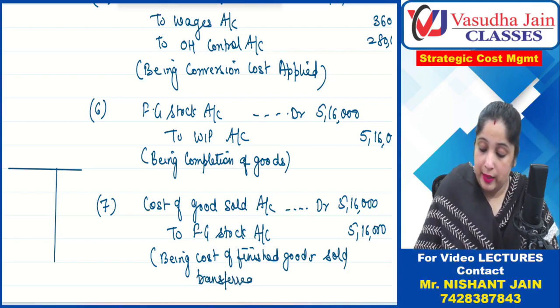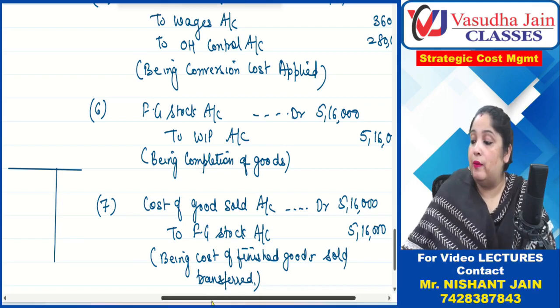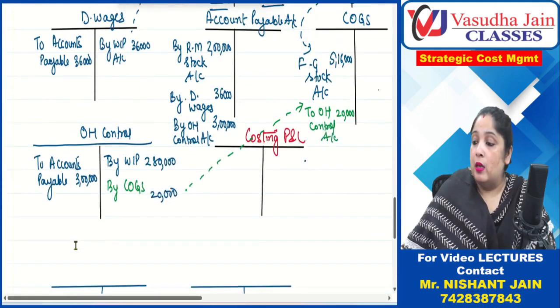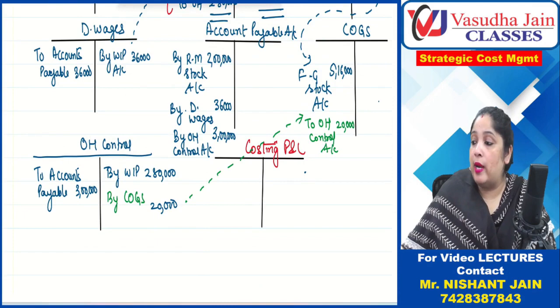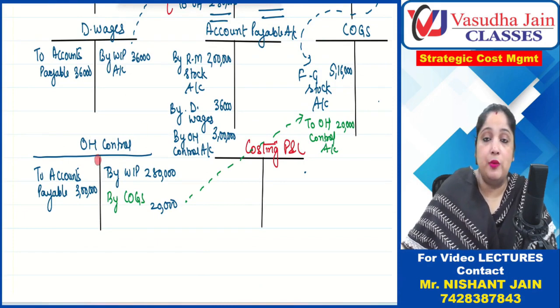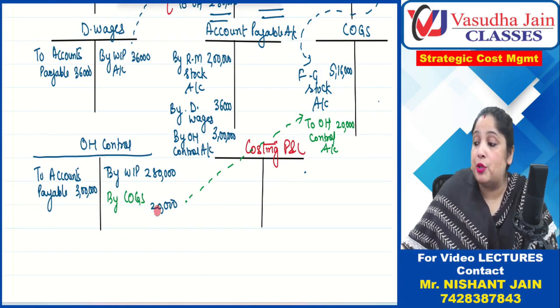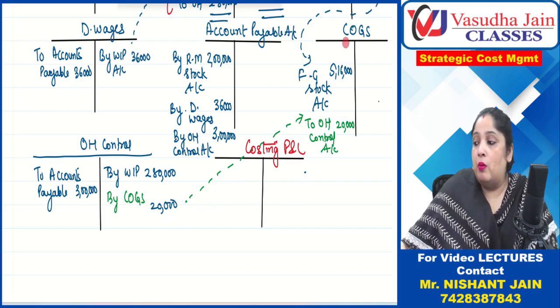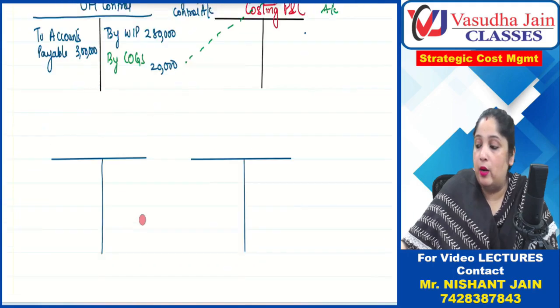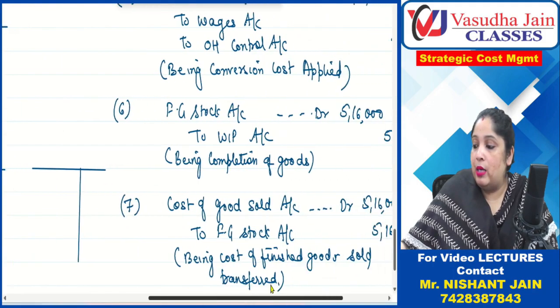Now the last entry which I have told you that we are supposed to pass: we should have transferred this loss under absorbed overheads to costing P&L, but they have not made the effort of preparing costing P&L. They are directly transferring this loss to cost of goods sold. So even though this is cost, they are adding the loss to it. So cost of goods sold account is debited with this loss from overhead control account. This is our last entry we have to pass.